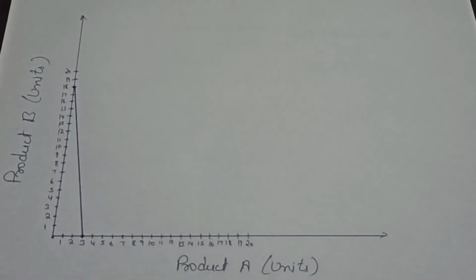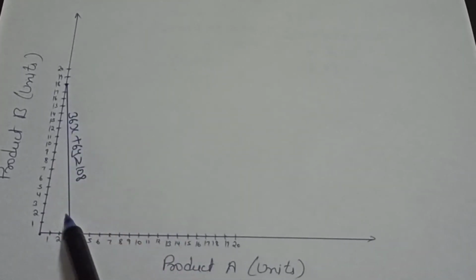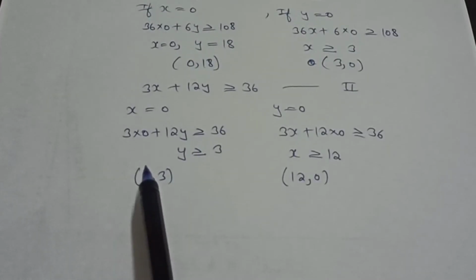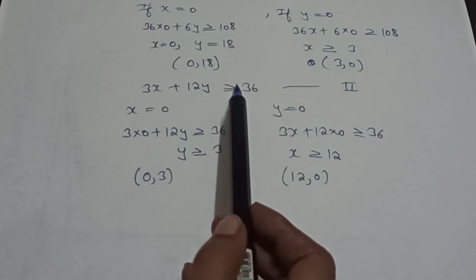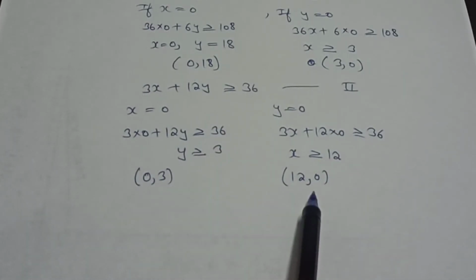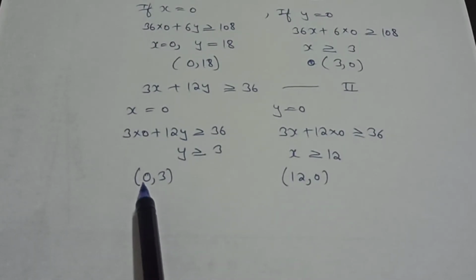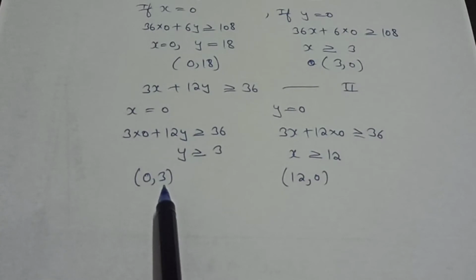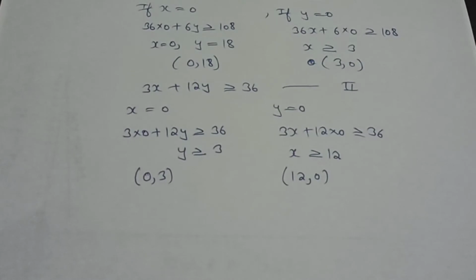Now we will write here the equation. So this is our equation. Now we will move to our second equation. You can see here, this is our second equation: 3x plus 12y is greater than or equal to 36. And these are the points 0, 3 and 12, 0. We will draw these points on the graph. As you can see, x is 0 and y is 3 in this point, and x is 12 and y is 0 in this point. So we will draw the line.